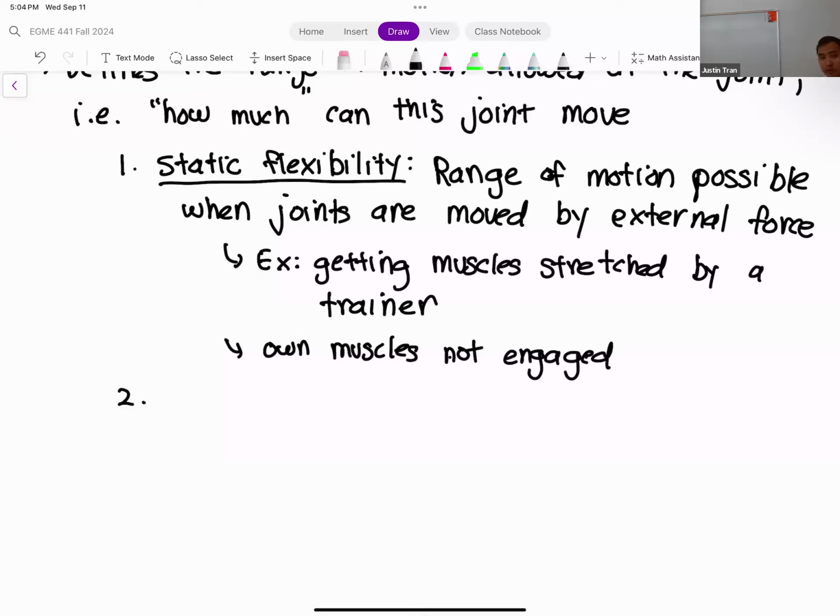When you stretch yourself, when you use your own muscles to stretch out the joint and see how much range of motion you have that way, that's called dynamic flexibility.